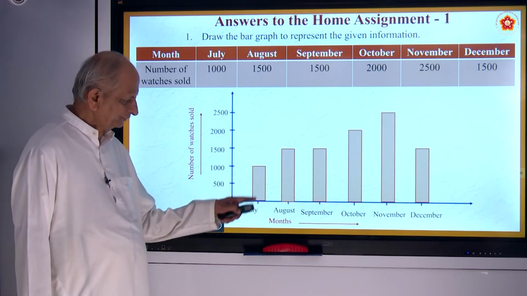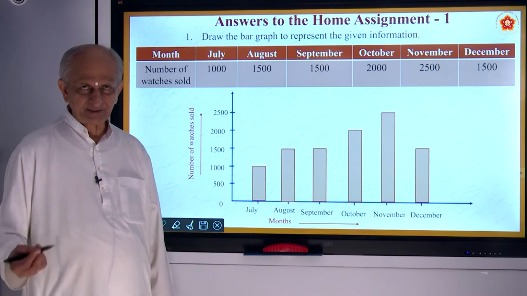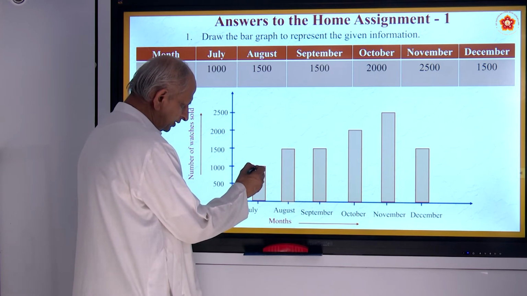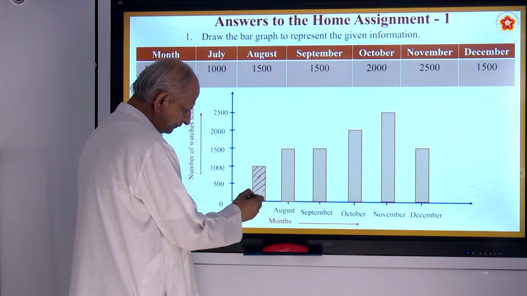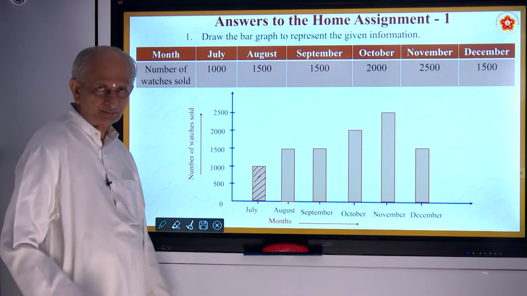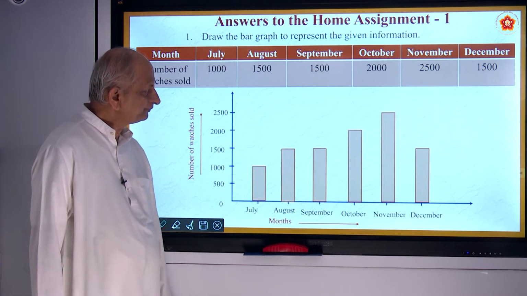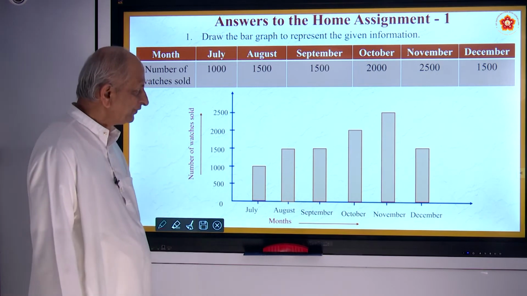You can shade it also. A pencil shade or some other shade you can do. You can draw lines, designs also you can do like this. Like this also you can do. But the same shading should be given to all. That is important. Done it? So it is a 2 marks question. You have to answer in 5 minutes.